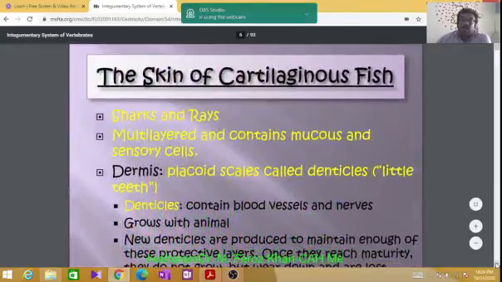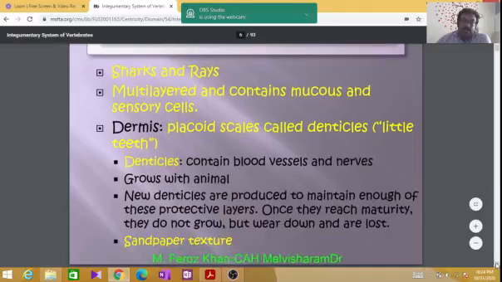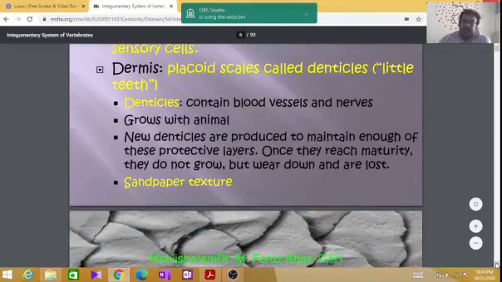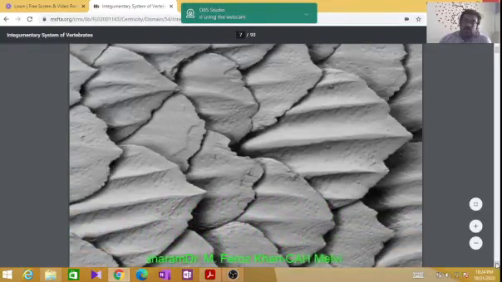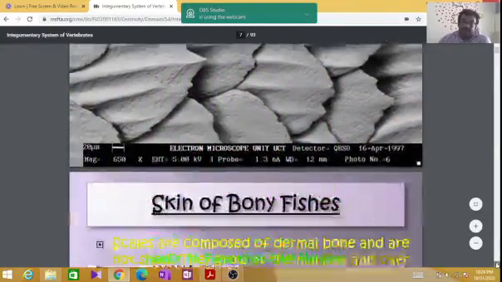Whereas the skin of cartilaginous fishes, like sharks and rays, is multi-layered, containing mucus and sensory cells. They have dermis. The dermis has scales called placoid scales. They are called denticles, or little teeth. These denticles contain blood vessels and nerves. They grow with the animals and shed off during old age. They have a sandpaper texture. This diagram shows the electron micrograph of the denticles.